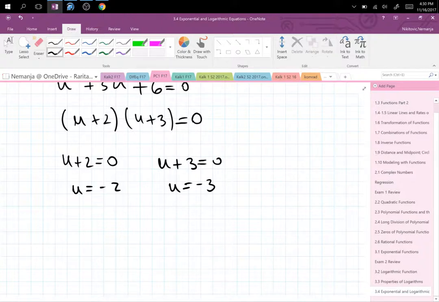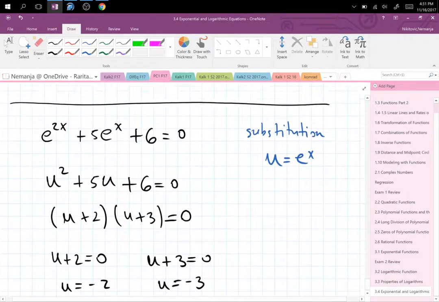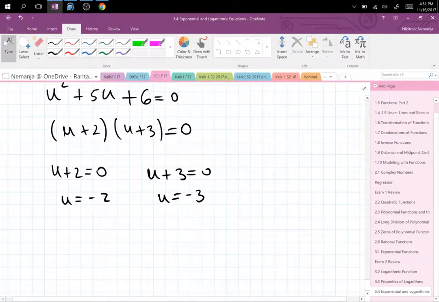Are we done? No, because it's variable u. We need variable x. The problem was stated as a variable x. So we have to go back to the original variable and compute what x is. No one cares about u. So at this point, you go and you replace u's with e to the x.